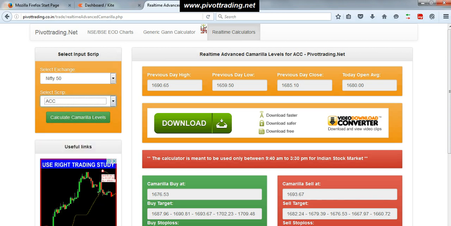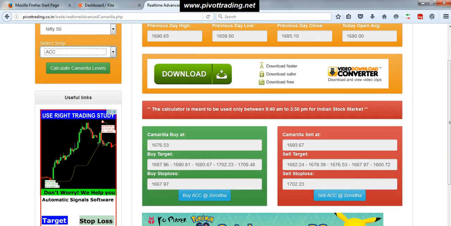You can click on the calculate levels. You will get the levels. You can directly click on the buy or the sell button, and then you can directly place trades.